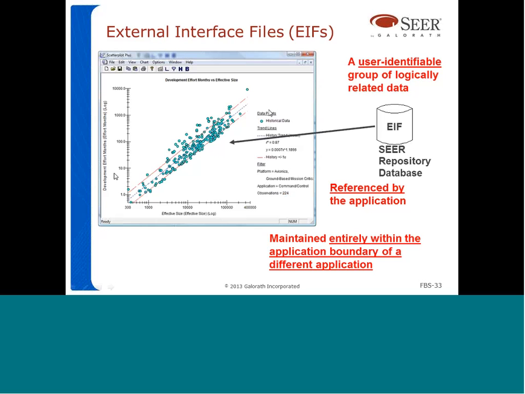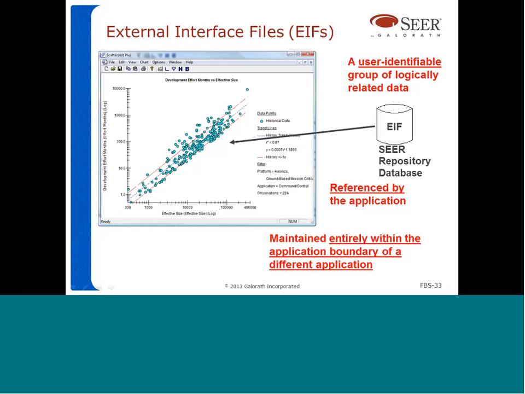So the benchmark application is a feature of SEER that allows you to plot your estimate and compare that estimate with all the repository of actuals in the ISPAC database, okay? So all these dots that you're seeing on this chart correspond to historical projects. Those historical projects are stored in the SEER repository database, okay? But the SEER repository database is maintained by another application called the Historical Database Administrator. It's not maintained by SEER. It's referenced by SEER, but it's maintained by the Historical Database Administrator.